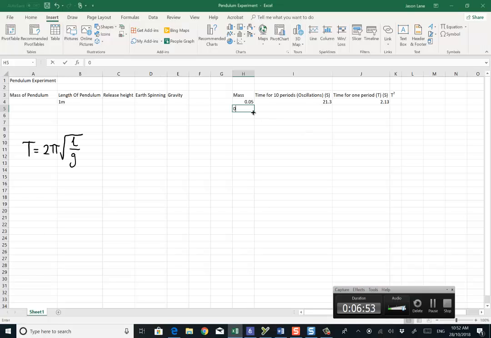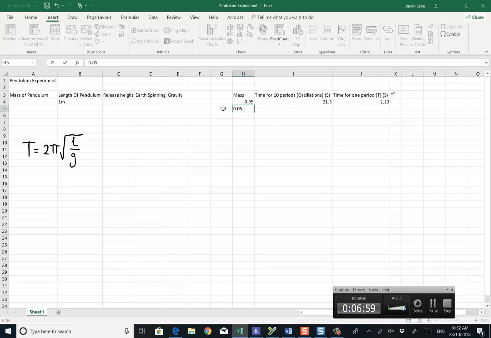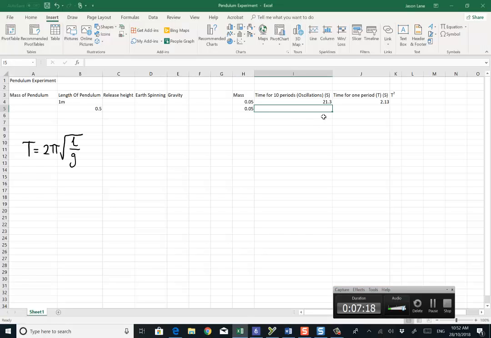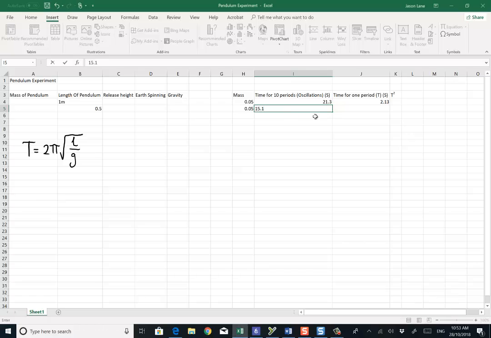using the same mass, but using a different length this time. So here we might have length of our pendulum 0.5, and our new time was 15.10. And that's the time for 10 swings, 10 full oscillations out and back.